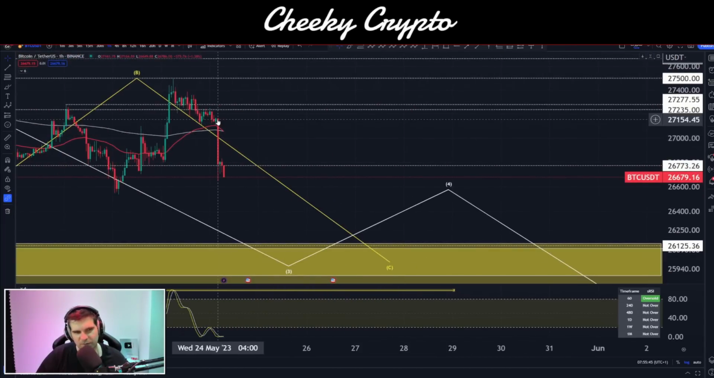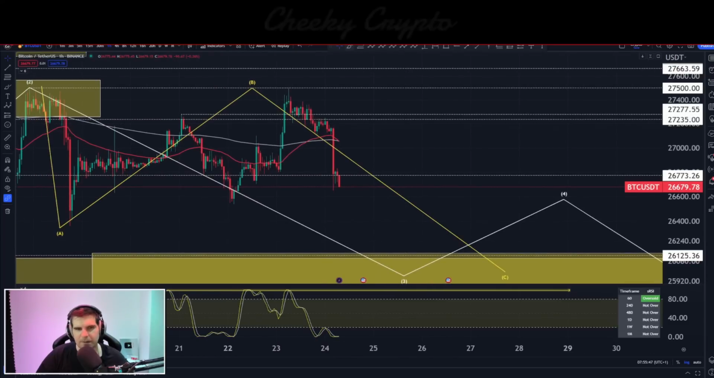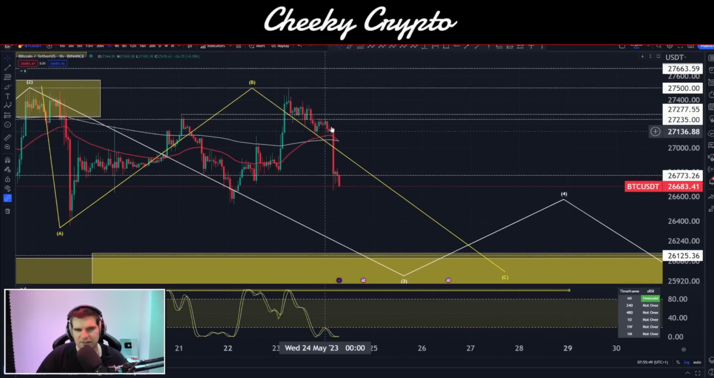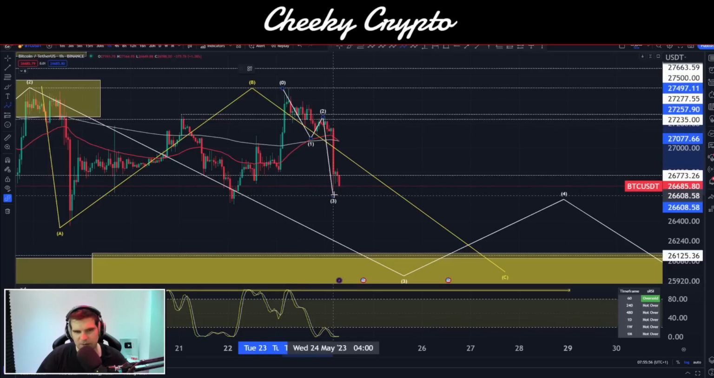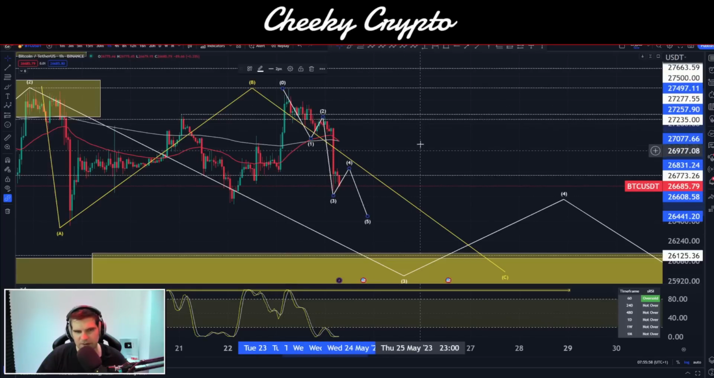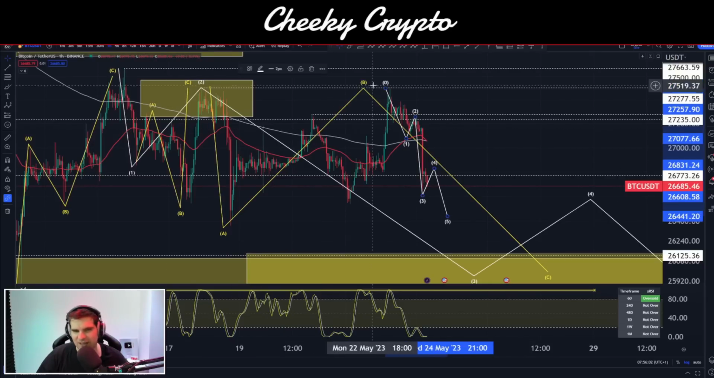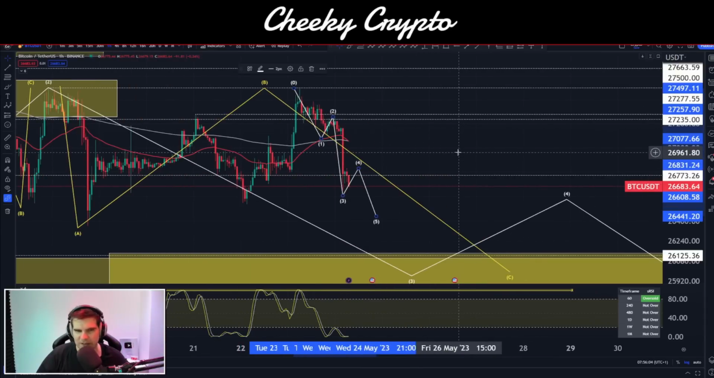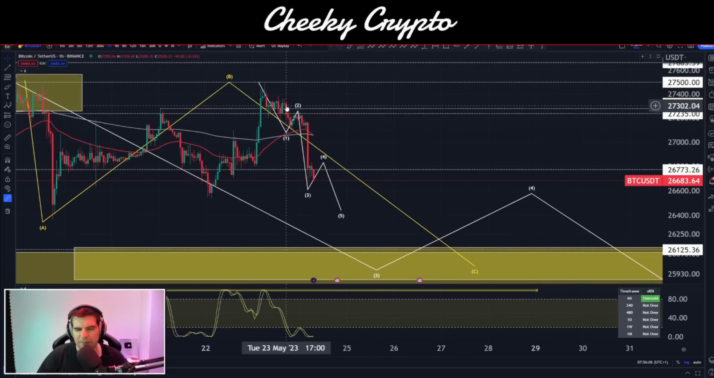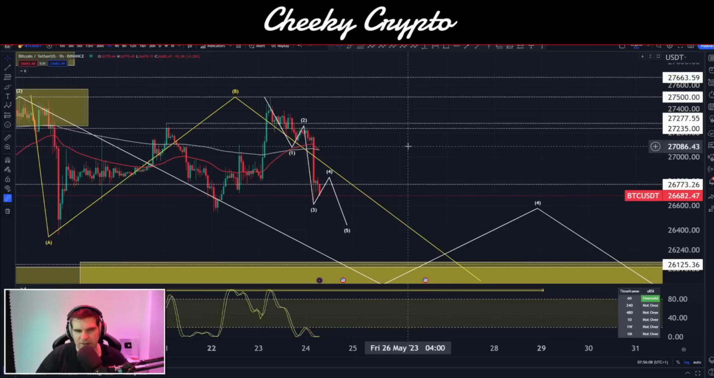Okay, so we saw a big red candle taking us down here. We can also see we had this diagonal at the beginning. So at the moment, we're looking at this as a wave 1, wave 2, wave 3, come up for 4, down to 5. But that's a 5-wave move. Now, a diagonal structure like this cannot just have 5 waves. It has to be a 5-3-5. So we'll be looking at this as a zigzag pattern.